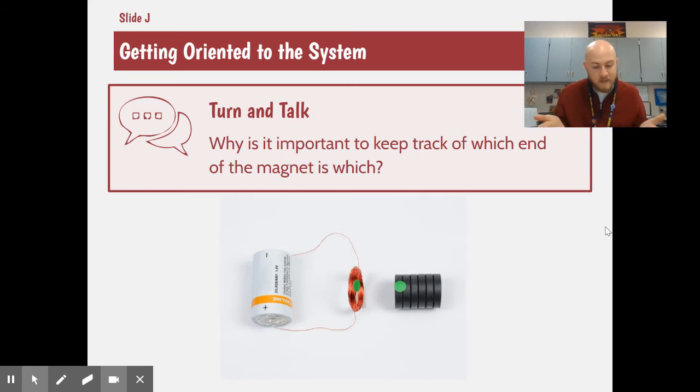One way to say that is that similar poles, like a north and a north or a south and a south, are going to repel each other. And when we have opposite poles, like a north and a south, those two poles are going to attract each other.